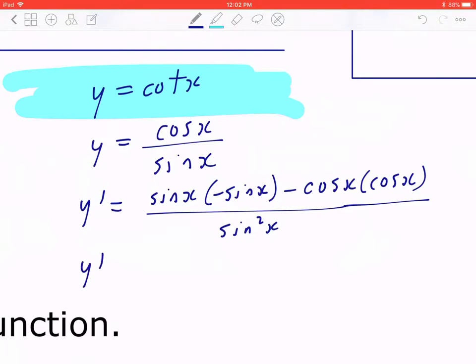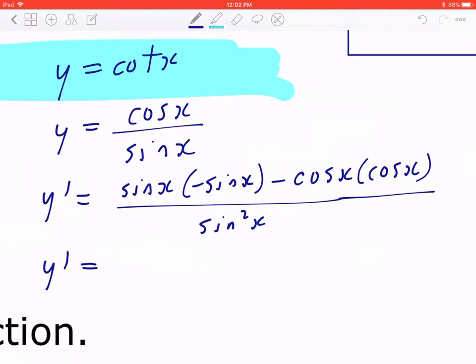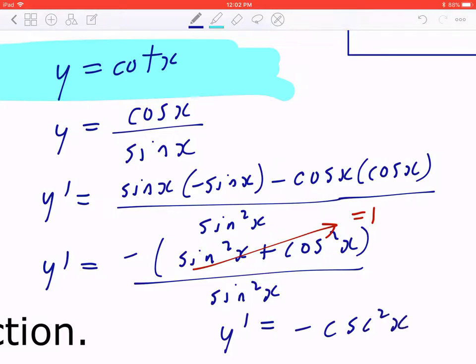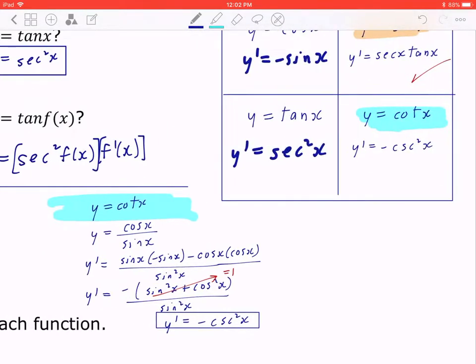So now, y prime equals, and again, you can factor negative 1 to the front. And in brackets, it's going to be sine squared x plus cosine squared x all over sine squared x. And I hope you recognize that sine squared x plus cosine squared x is going to be 1. So this is really negative 1 divided by sine squared x, which is negative cosecant squared x. Again, let's put a box around that. And we wrote this from the table above.